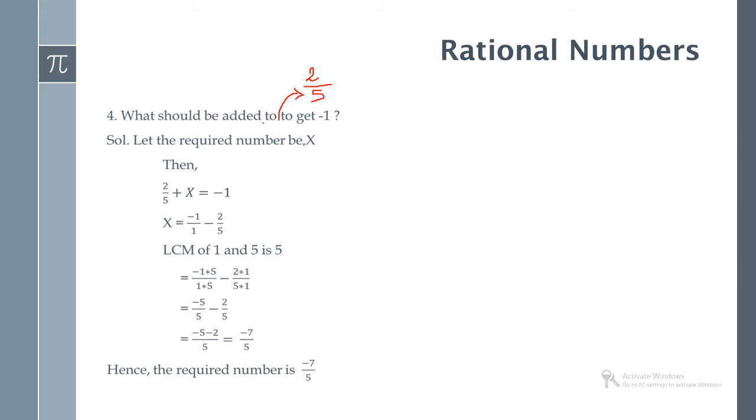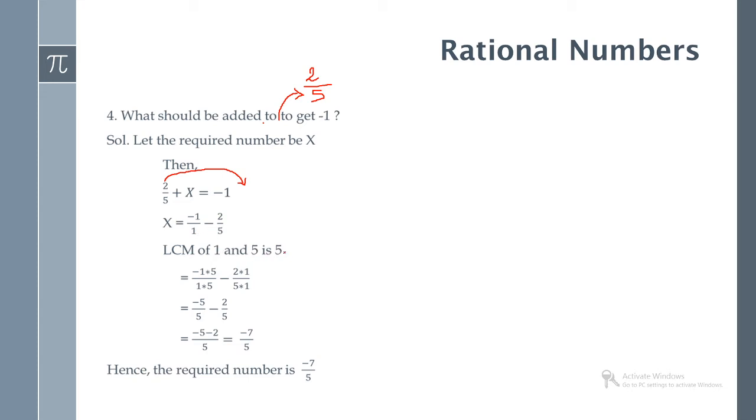Now let the required number be x. Then 2 by 5 should be added to x, because we don't know what that number is, is equal to minus 1. So x should be added to 2 by 5 to get minus 1. Got it, children? So x is equal to minus 1 minus 2 by 5. This number is transferring to this side; it is a positive number, and when it turns this side, it becomes negative. So now minus 1 by 1 minus 2 by 5.